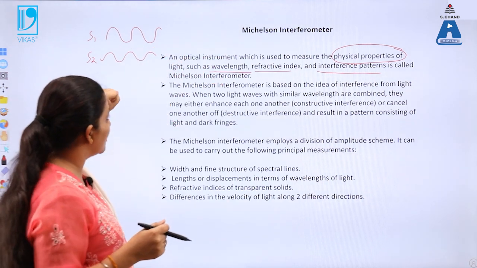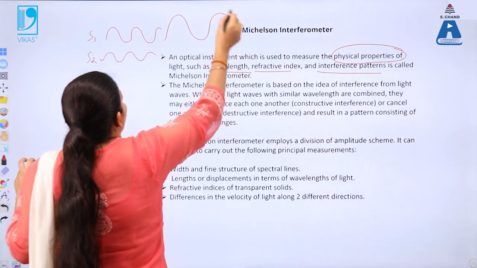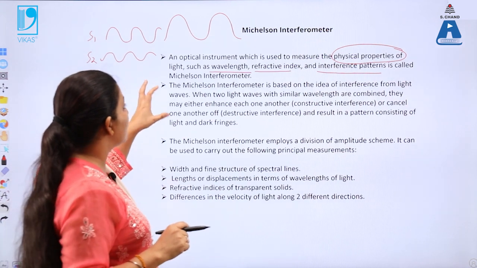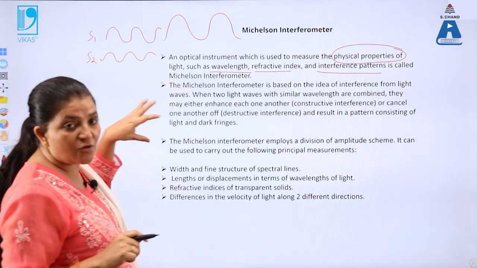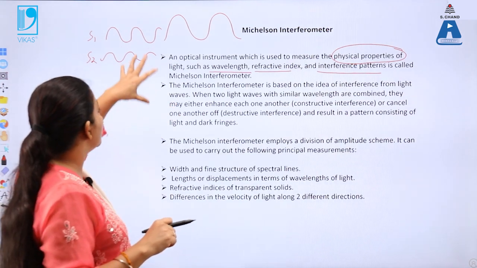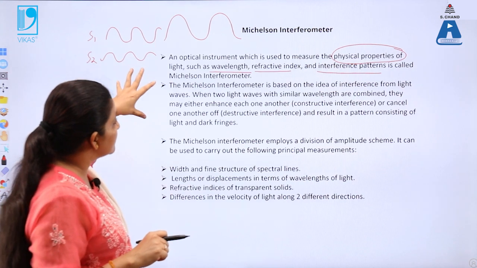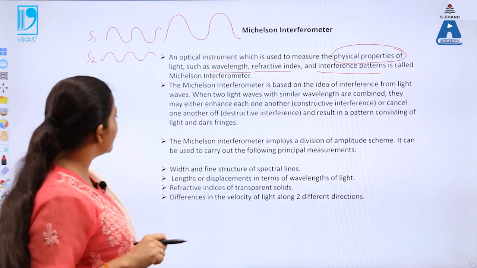Now for the constructive interference, in the resultant we are getting a single wave. What is the wavelength of this wave? And corresponding to this wavelength, what will be the frequency of this wave? And what is the refractive index of the medium where the interference pattern is done? All these things can be understood by using a Michelson interferometer.